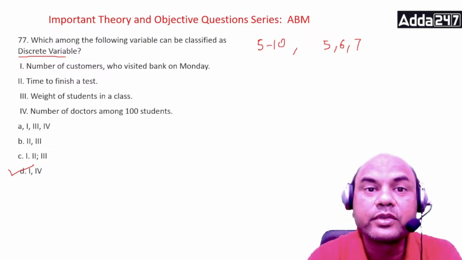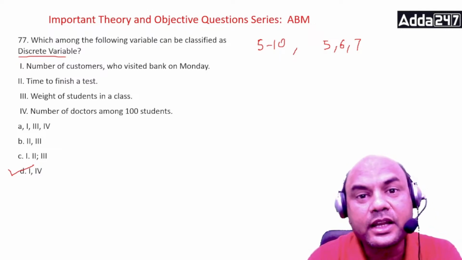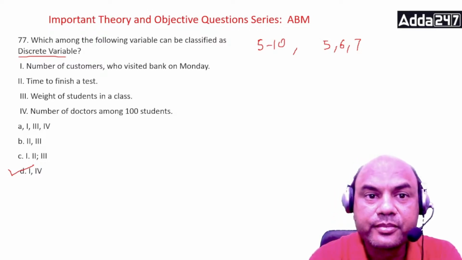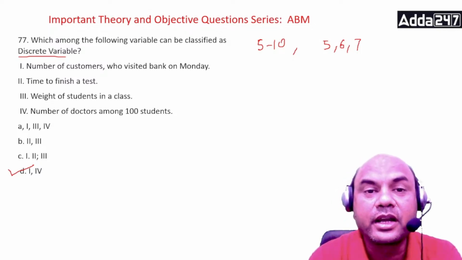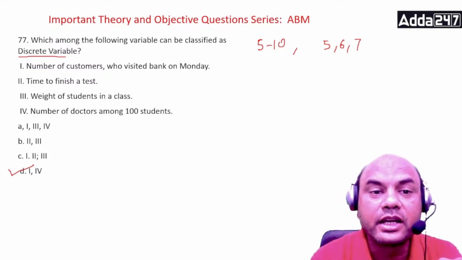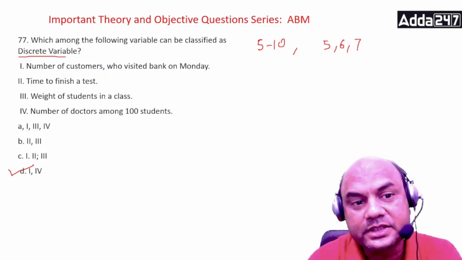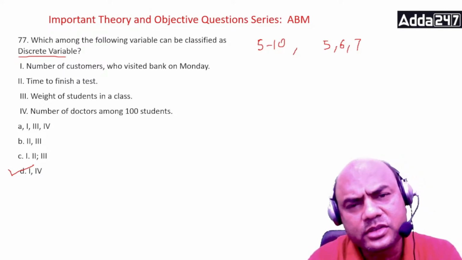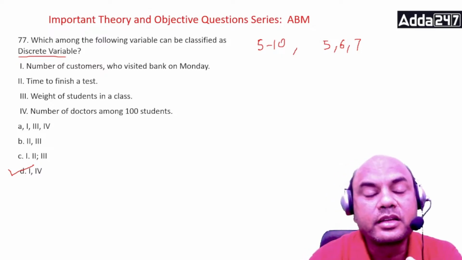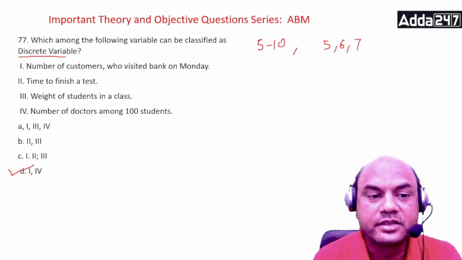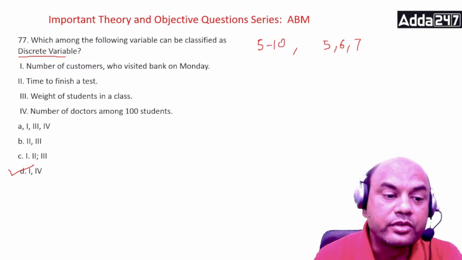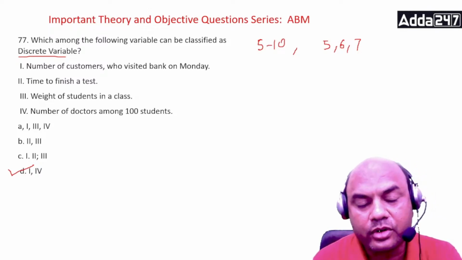If I want the weight of a single student, then it can be discrete, 50 kg discrete. Okay, but in a class, it becomes continuous, because there we have the intervals. Time to finish the exam or test is also continuous, because the counting is in terms of gaps or intervals. Okay, so the answer is 1 and 4, D.